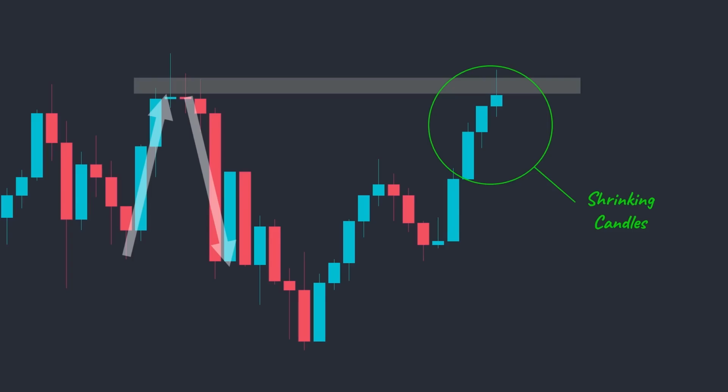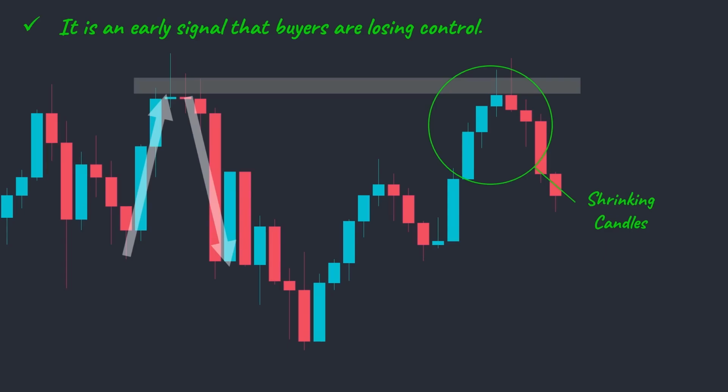The psychology behind the shrinking candles is that it shows the loss of momentum from the buyers, which results in a smaller distance pushed by the price. It is an early signal that buyers are losing control, and prices might reverse from the area. Now this pattern works best when accompanied by another reversal pattern, like a long wick rejection at the end. Remember, the same concept is valid for the bearish scenario.